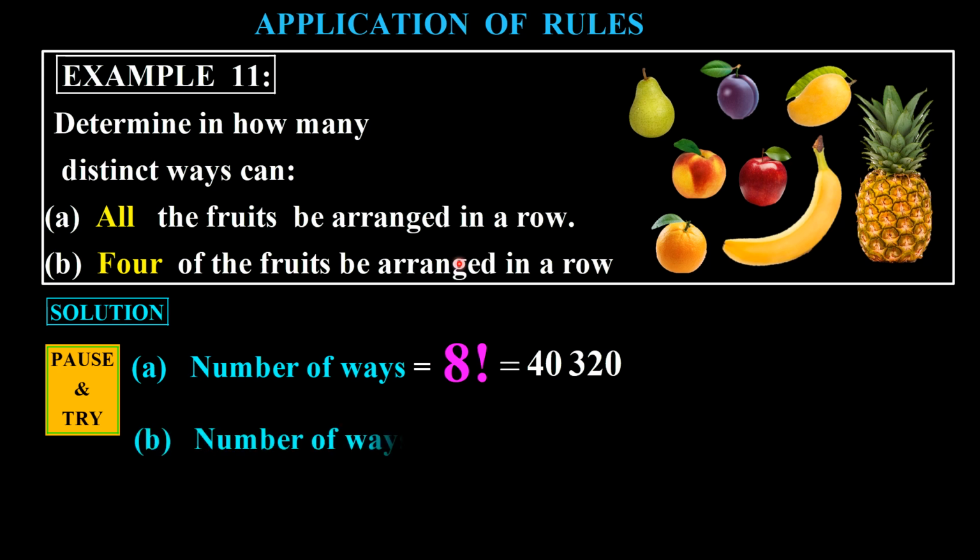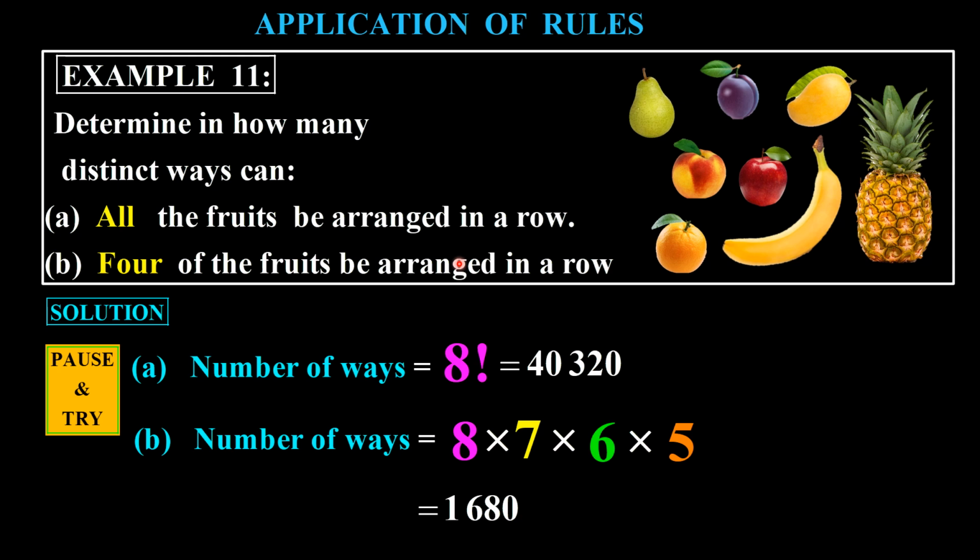Now, let's look at the second question. We want to arrange 4 of the fruits, right? So for the first fruit, we have a choice of 8. Then for the second fruit, we have a choice of 7, right? And then for the third one, we have a choice of 6. And then for the next one, we have a choice of 5. So there are 8 times 7 times 6 times 5 there. That gives us 1,680.